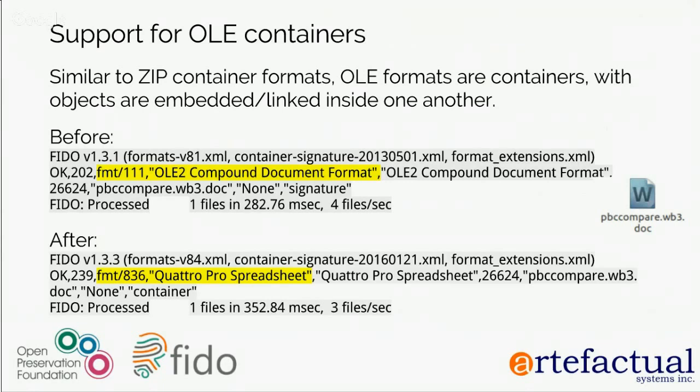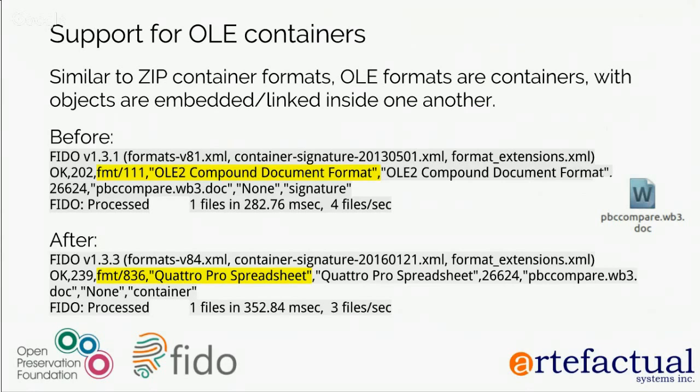So aside from the extension problem, which a tool like Fido can easily overlook, it turns out that these files were OLE containers. So every time Fido was run on these documents in this sample that was provided to us, they were all identified as just a kind of generic sounding format, OLE compound document format. Doesn't really tell you exactly what the format was. So now when this particular file is run through Fido, it is identified more precisely as a Quattro Pro spreadsheet.